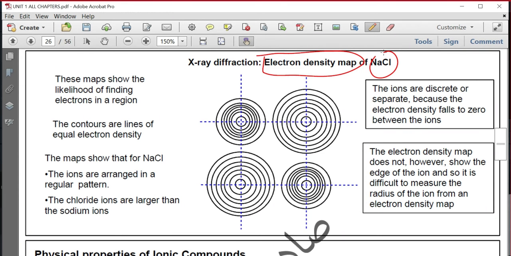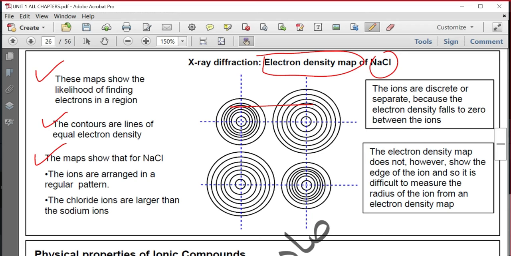So these maps show the likelihood of finding electrons in a region, first of all. The contours are lines of equal electron density. This map shows that in sodium chloride, the ions are arranged in a regular pattern. This is the pattern: smaller, bigger, bigger, smaller. And then the chloride ions are larger than the sodium ions.